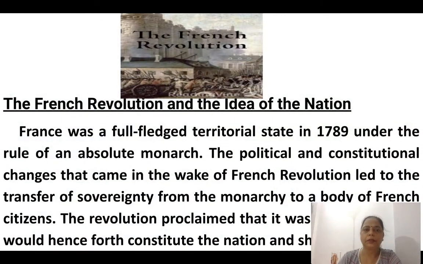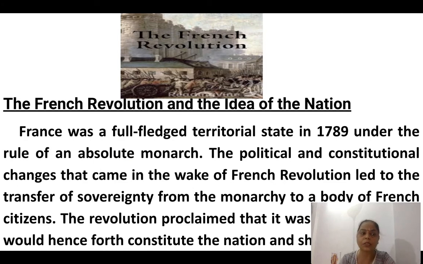Now, the first point in your book given, the French Revolution, the idea of nation, how the idea of nation came into existence, how people started talking about one nation. France was a full-fledged territorial state in 1789 under the rule of an absolute monarch. Monarch, the ruler, the king was having all the powers vested in his hand. Absolute powers were there in the hands of the monarch.